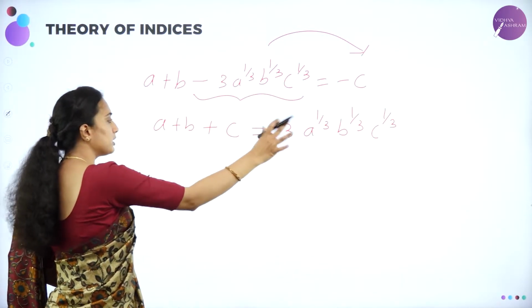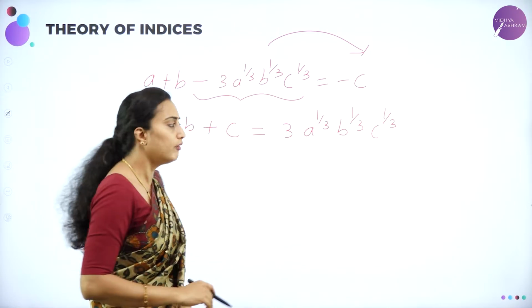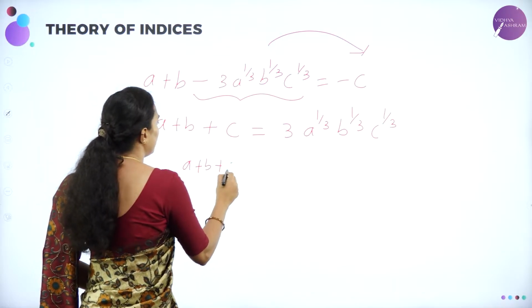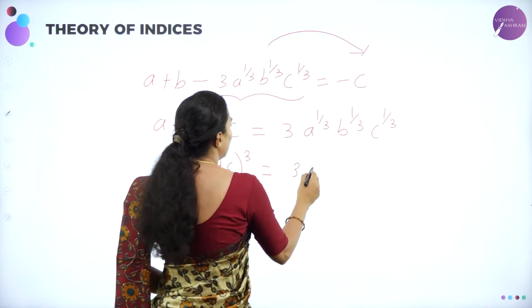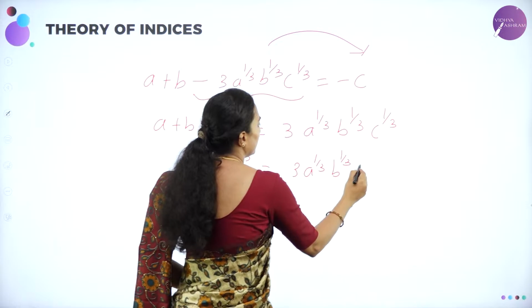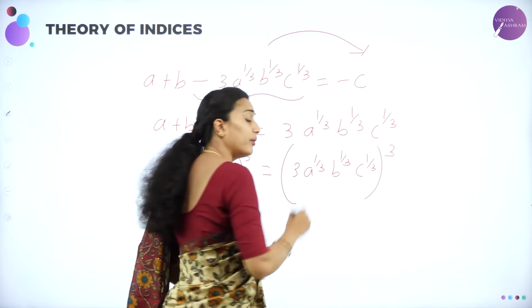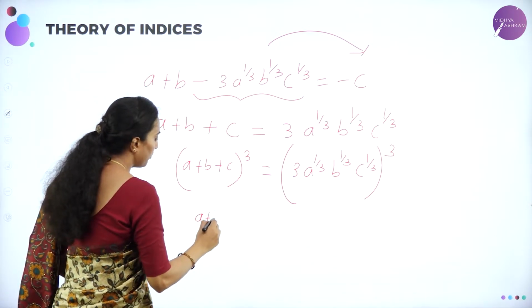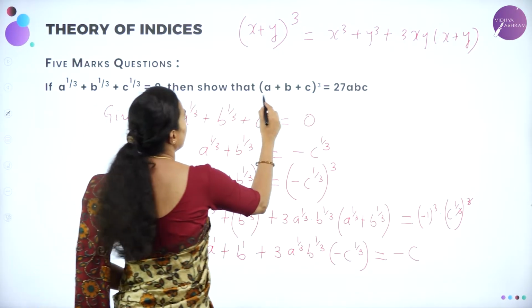So what will it be? I can raise the power cube on both the sides. If you cube on both the sides, what will it become? a plus b plus c whole cube will be equal to 3 a to the power of 1 by 3 b to the power of 1 by 3 c to the power of 1 by 3, whole cube. Right? So you are going to have a plus b plus c whole cube the same as it is, because they have asked the same thing on the right hand side.